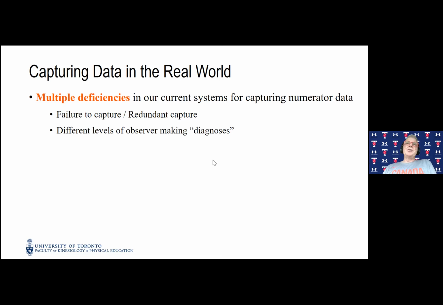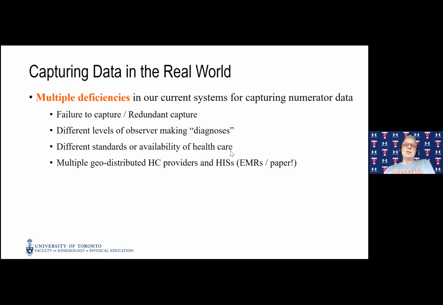You've got highly skilled observers making diagnosis and often less skilled ones, or observers like just people saying, I have a sore knee, with no training or understanding about what was causing their sore knee or what was pathoanatomic about it. Access to healthcare for accurate diagnosis varies in different parts of the world and different parts of the country even. And for athletes at different levels of sport.